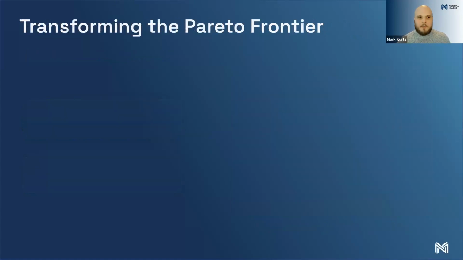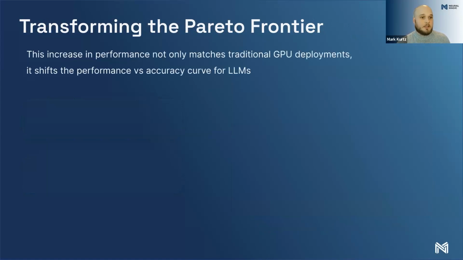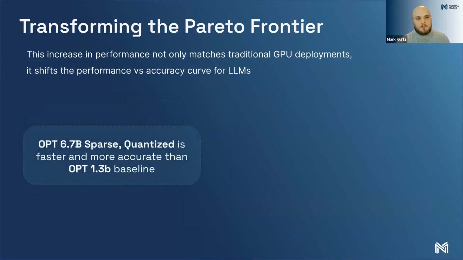So let's talk over what that looks like then, and how we've been able to essentially transform the Pareto frontier, something we've been pushing for a long time with sparsity and quantization, right? So this increase in performance not only matches traditional GPU deployments, it shifts that performance versus accuracy curve for LLMs. An OPT 6.7 billion model that's sparse quantized is faster and more accurate than an OPT 1.3 billion baseline.